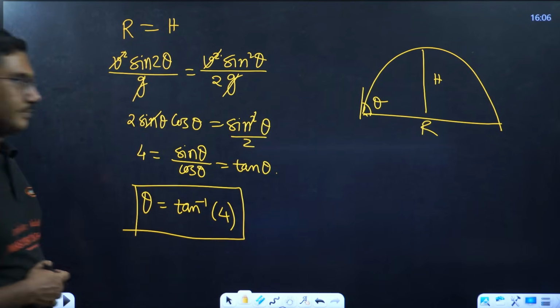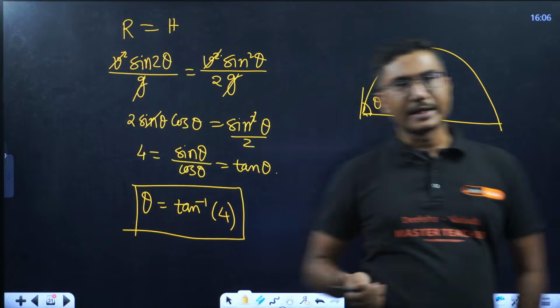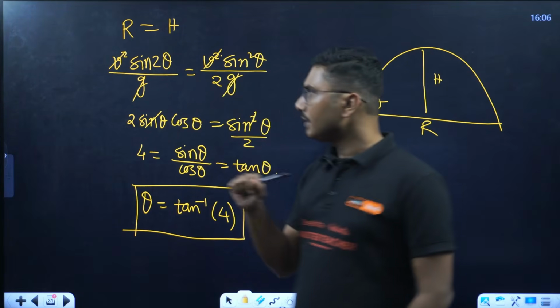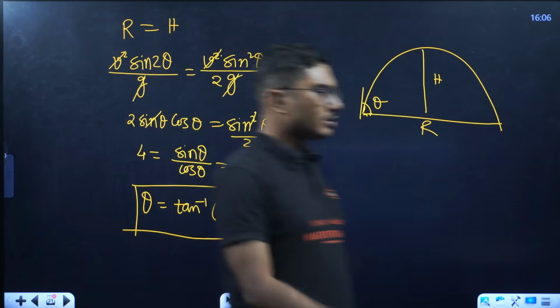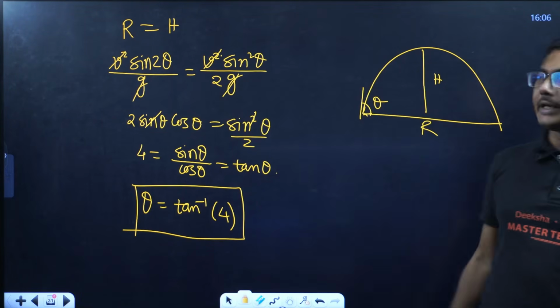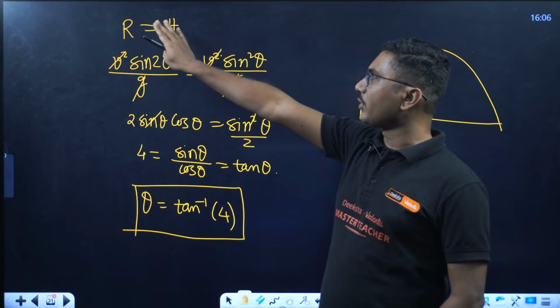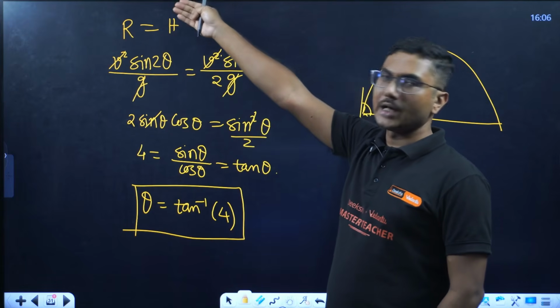This is the answer. Okay, tan inverse 4. Remember, this is an easy question. Sometimes they might say that range is twice the height, or range is 5 times the height. So based on this, every time, no matter whatever the question is, you need to start with this relation.